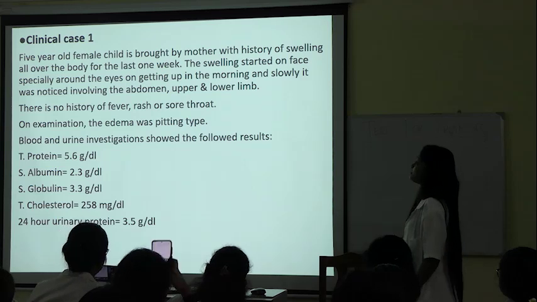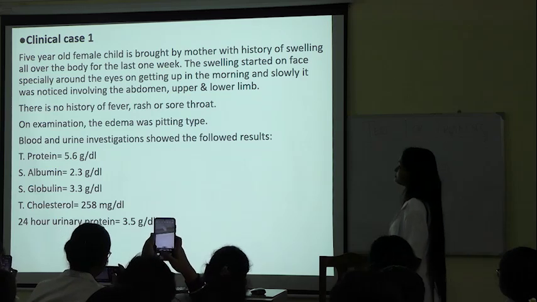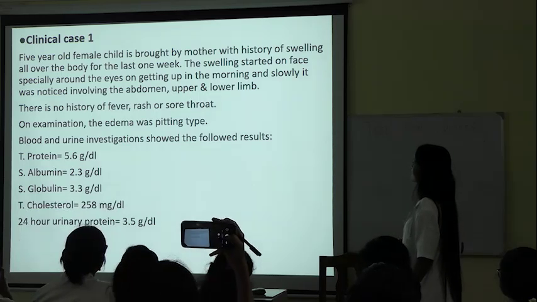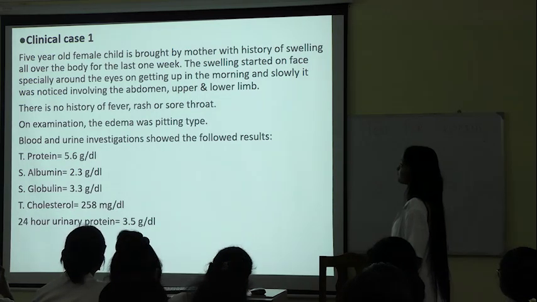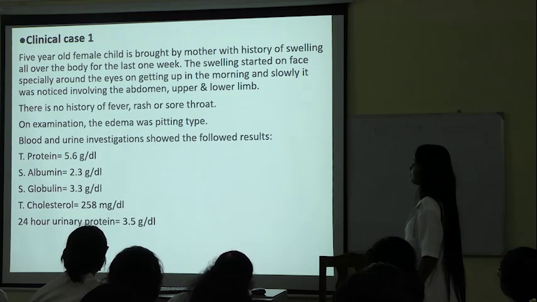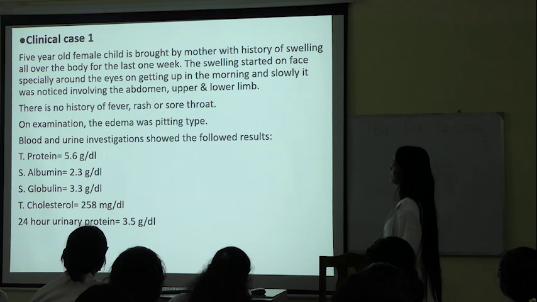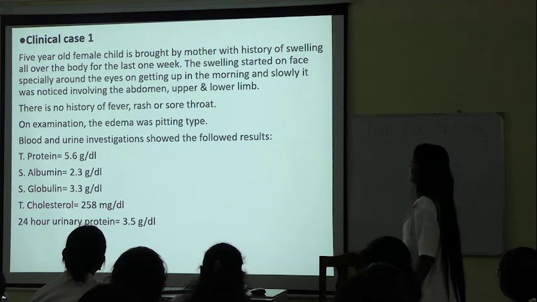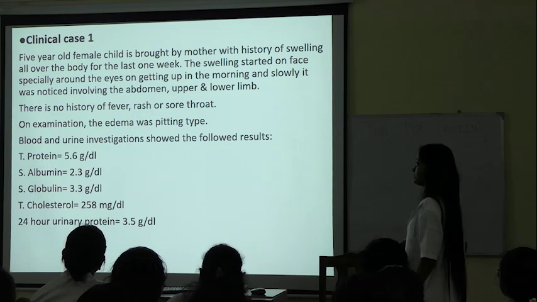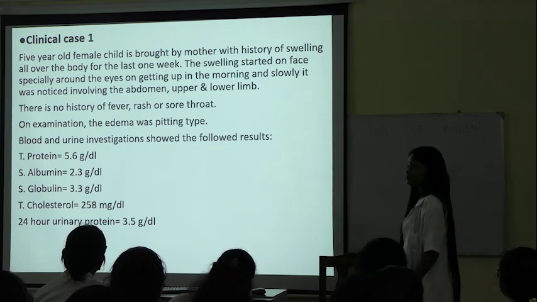So here is our first clinical case. A 5-year-old female child is brought by her mother with a history of swelling all over the body for the last 1 week. The swelling started on the face, especially around the eyes on getting up in the morning, and slowly it was noticed involving the abdomen, upper and lower limbs. There is no history of fever, rash or sore throat.